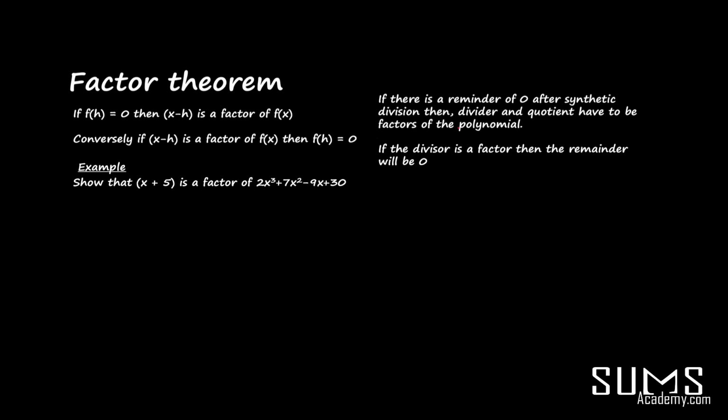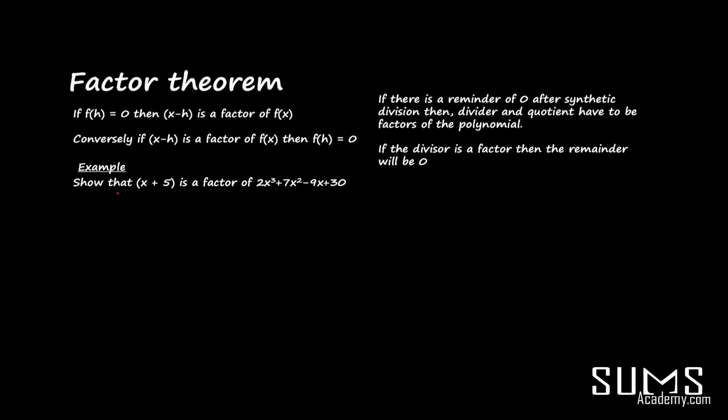So basically what it's saying is if the remainder after a synthetic division is 0, then the divisor and the quotient have to be factors of that polynomial. This sounds confusing, but it's not confusing when you just see an example of it. So just watch this example here.